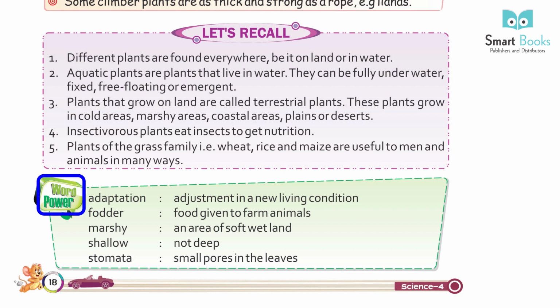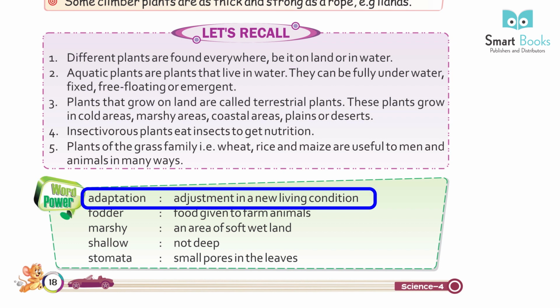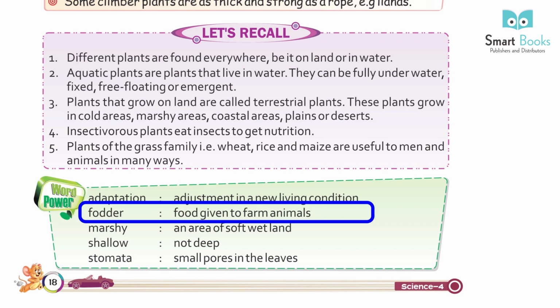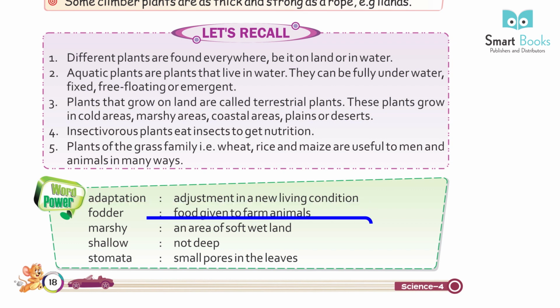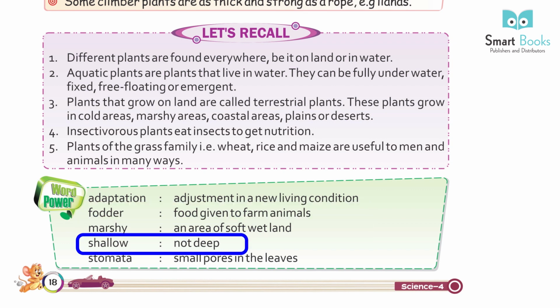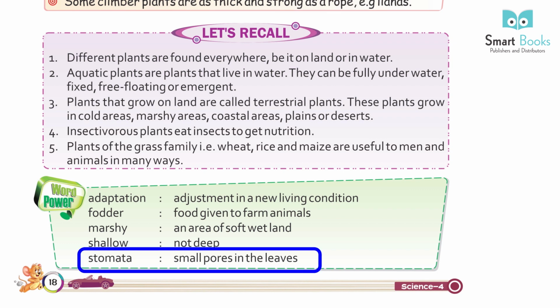Word power. Adaptation, adjustment in a new living condition. Fodder, food given to farm animals. Marshy, an area of soft wet land. Shallow, not deep. Stomata, small pores in the leaves.